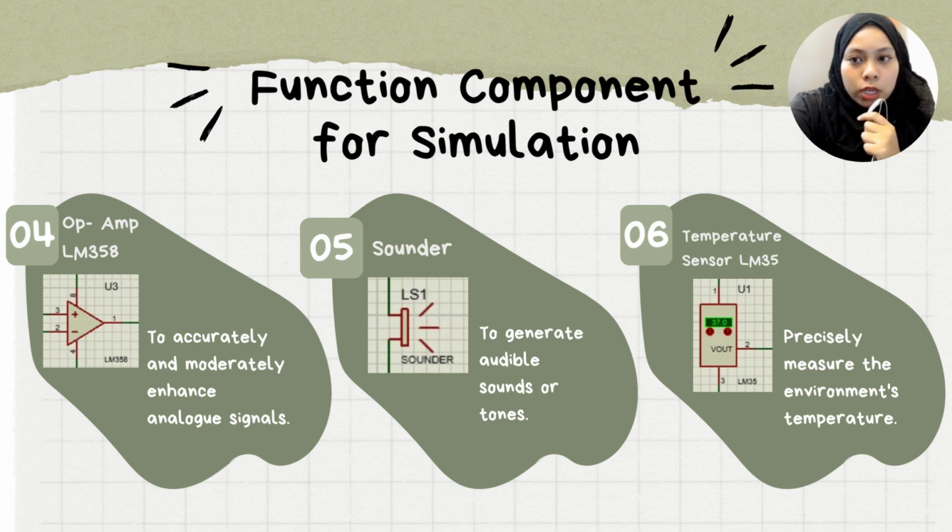Next, we use the OM-LM358. Basically it is to accurately and moderately enhance analog signals, and it operates as a buffer or voltage follower. It compares the voltage of two inputs and provides a digital output determined by the magnitude of the difference. So it can be used to build simple active filters including low pass, high pass along with band pass filters.